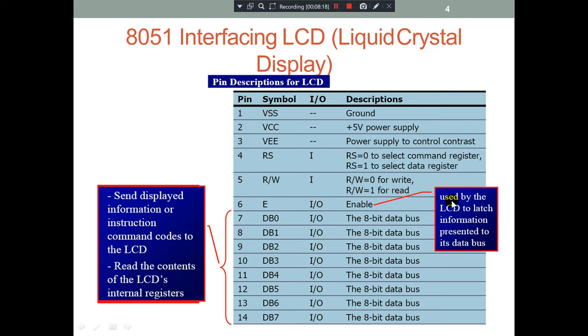It is used by the LCD to latch the information presented to its data bus. And the other 8 pins, DB0, DB1, DB2 till DB7, each of them is an IO port, and together they form an 8 bit data bus. They send the display information or the instruction command code to the LCD, and read the contents of the LCD internal register.